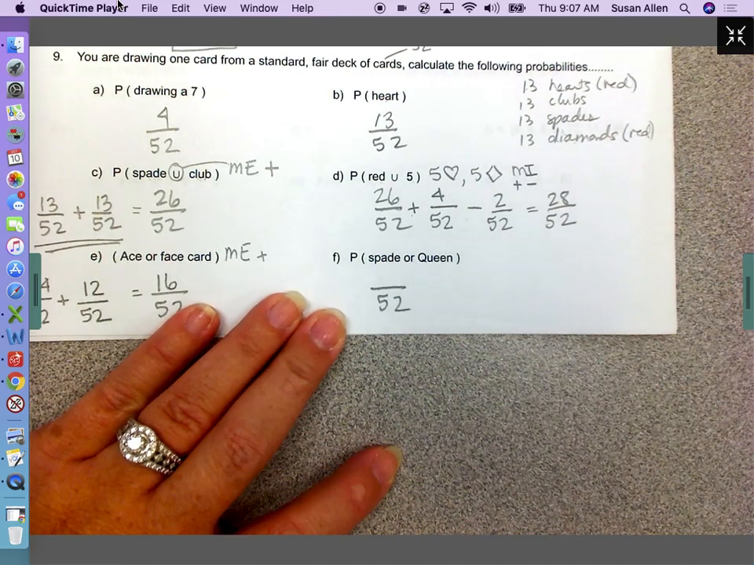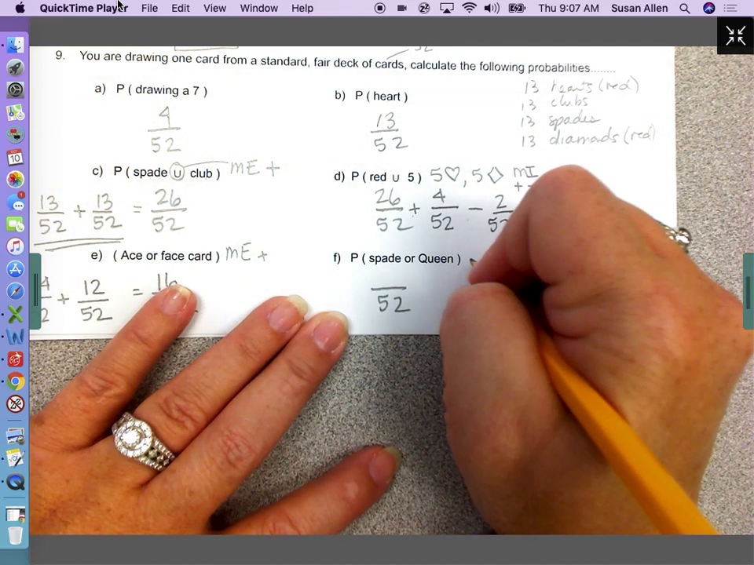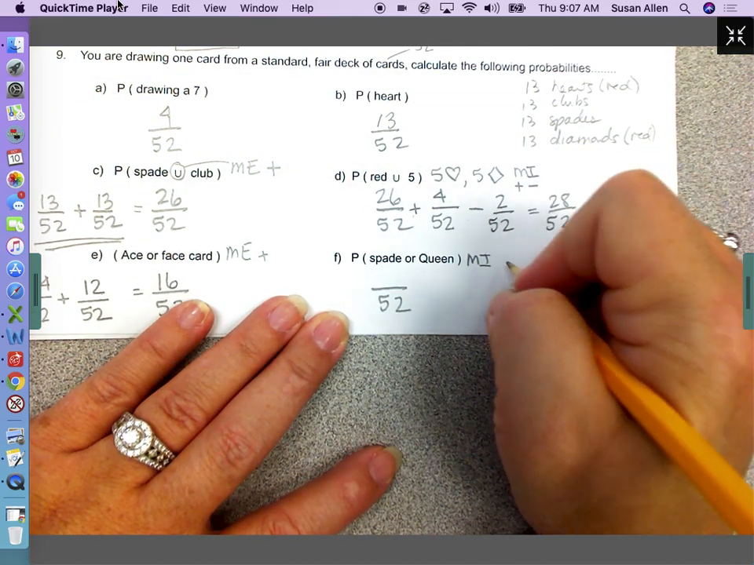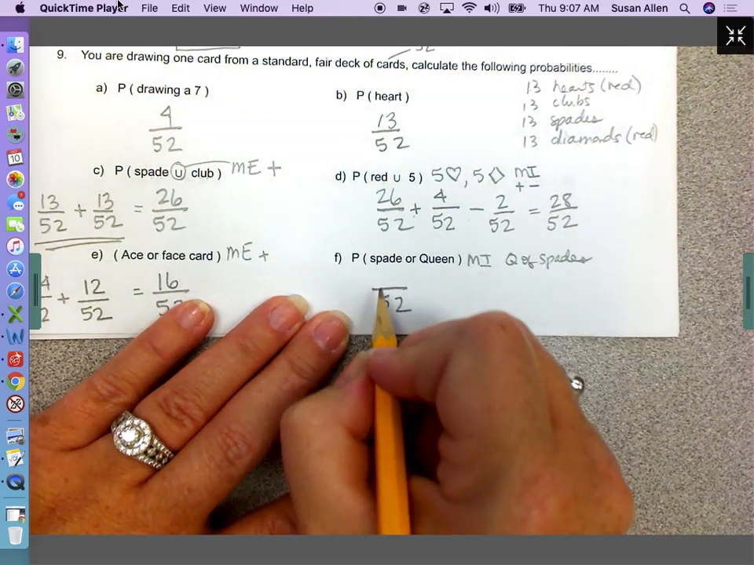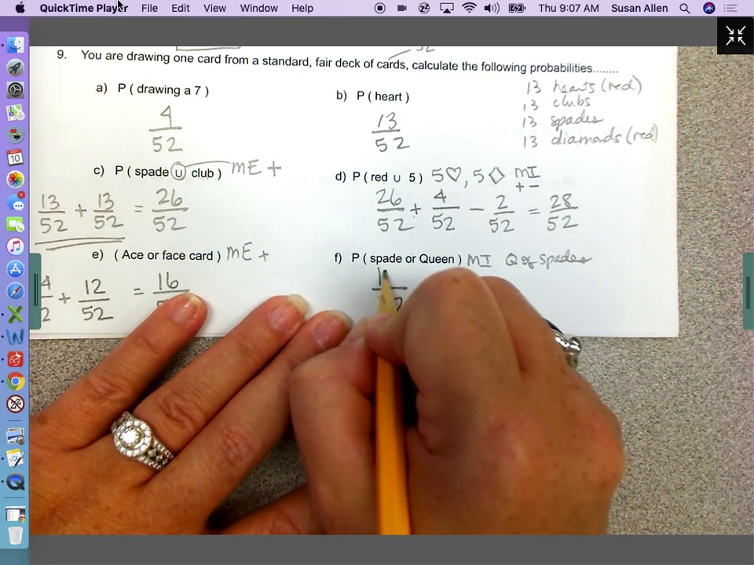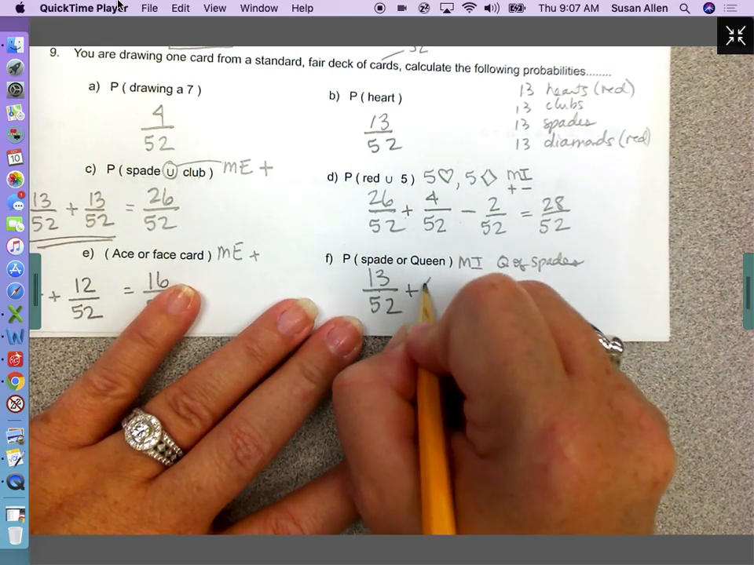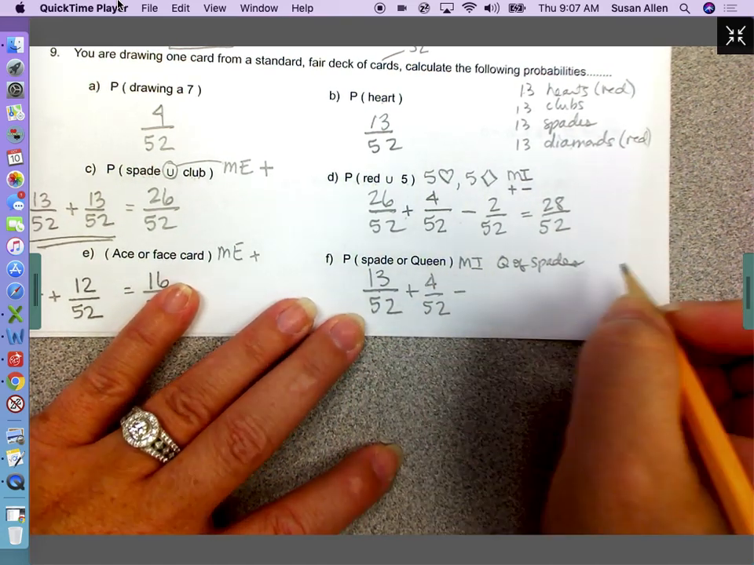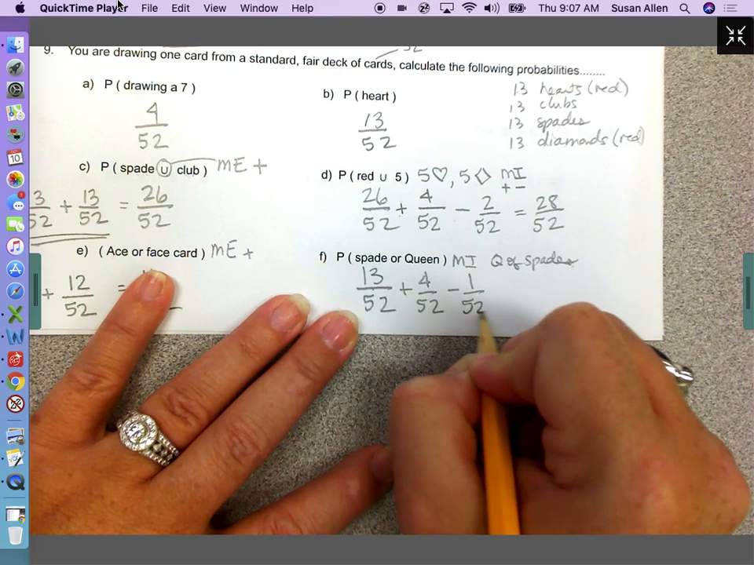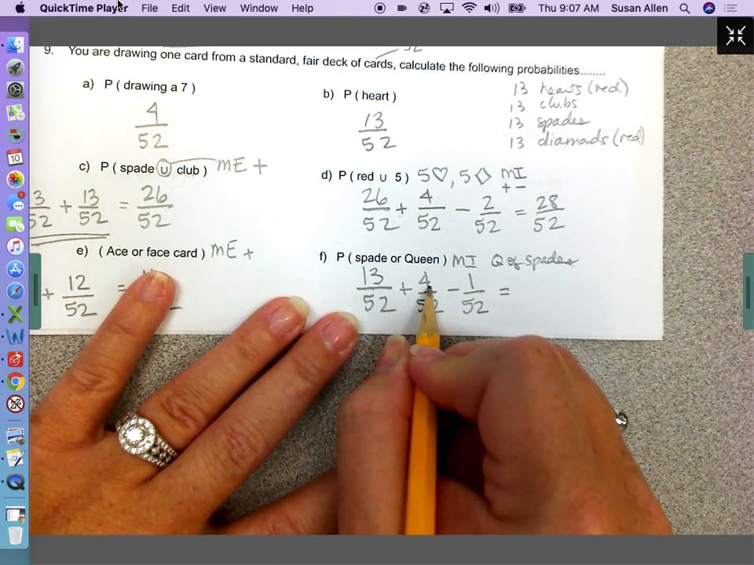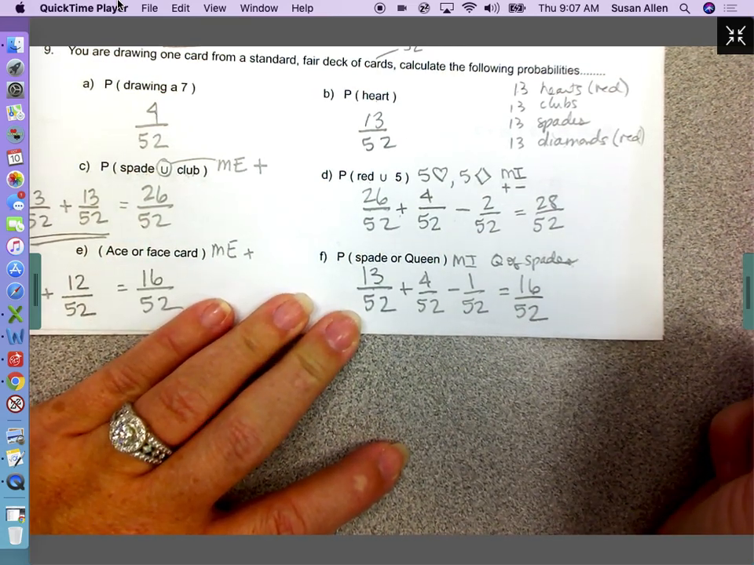Next for F, can a card be both a spade or a queen at the same time? Yes. This is again mutually inclusive because we can have a queen of spades. So, what is the probability of a spade? 13 out of 52. What is the probability of drawing a queen? 4 out of 52. How many are queens of spades? 1 out of 52. So 13 plus 4 is 17, minus 1 is 16. So 16 out of 52.